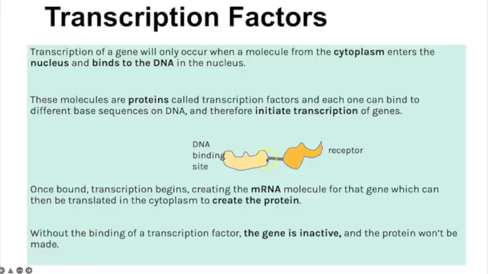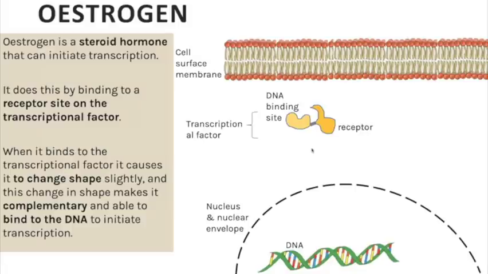So if the transcription factor does not bind, the gene is inactive, meaning transcription won't occur and the protein won't be made. So what we can see here is a transcription factor. We have our DNA binding site, so this is the part that will bind onto the DNA. And we have a receptor here because often another molecule has to bind to the transcription factor before it can work. And that is where estrogen comes in.